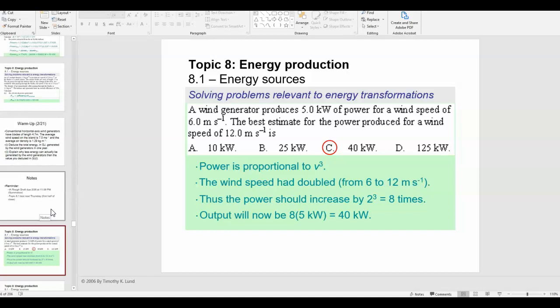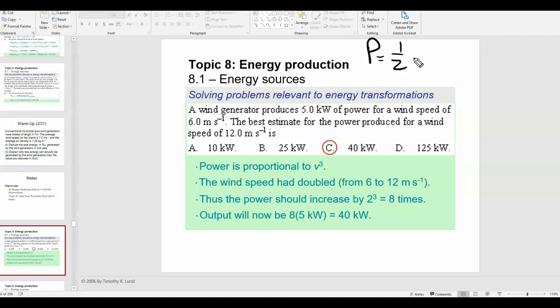This one says a wind generator produces 5 kilowatts of power for a wind speed of 6 meters per second. And then it says the best estimate for the power produced for a wind speed of 12 meters per second is blank. This is a proportional reasoning question. This is the same type of question we've seen going back to IB Physics 1. This is one of those questions where it's like, if this thing doubles, how does this other thing change? We've done that type of problem many times before. This is just doing it with a different equation.